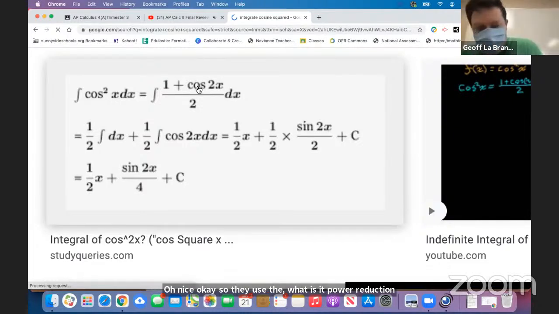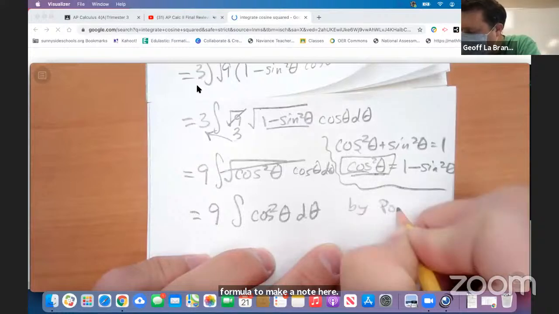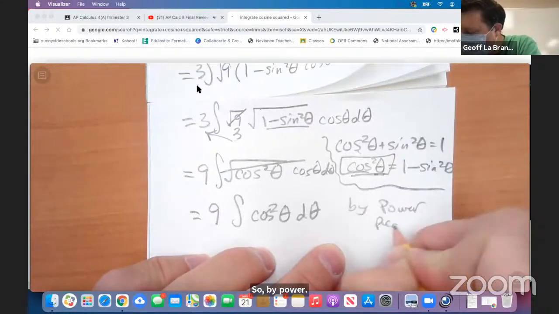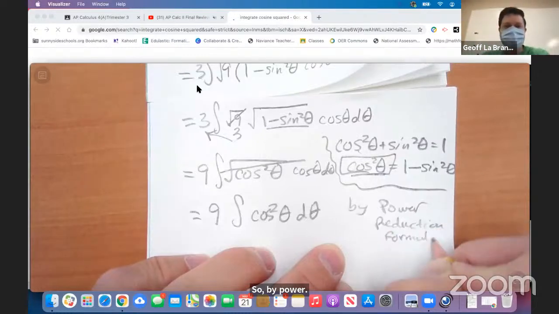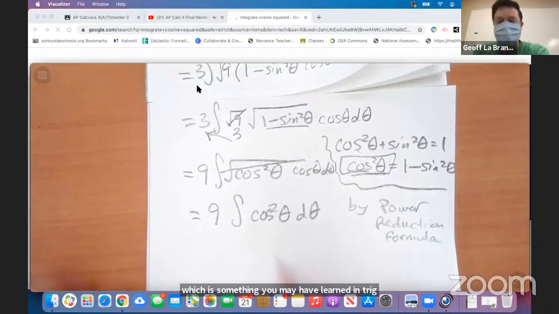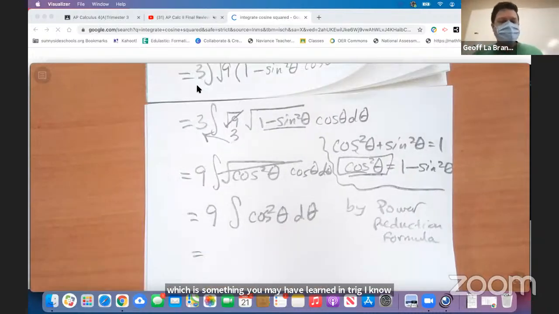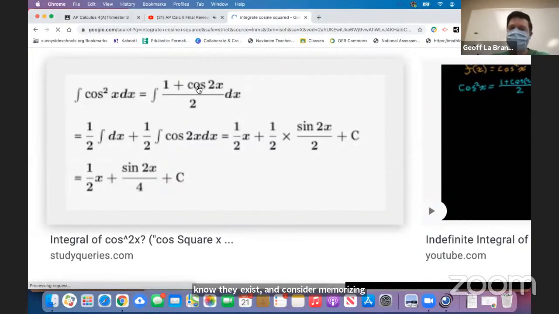Make a note here. So by power reduction formula, which is something you may have learned in trig. I know when I've taught trig, I'm like, it's all online. Just know they exist and consider memorizing them, but that would be really brutal for me to say you have to. I'm going to acknowledge all of this step is what's happening.